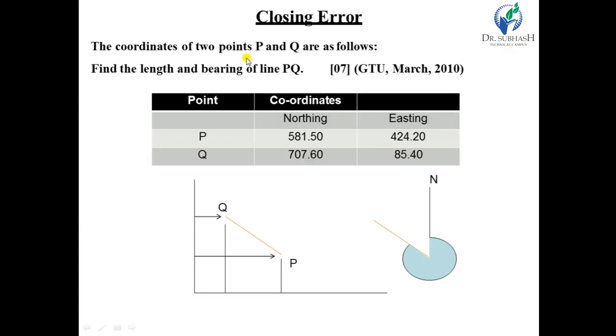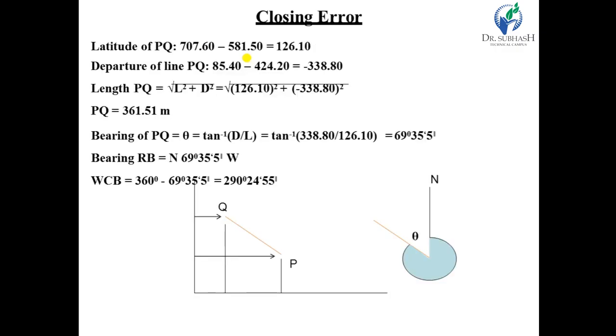So 707.60 minus 581.50. So we get the difference in latitude along the north axis, 126.10. In the same way we have to subtract the departure of P minus Q: 85.40 minus 42.20. So we get the reading minus 338.80. For finding the length of PQ, we put it in this formula: square root of L squared plus D squared. So we get the length 361.5 meters.